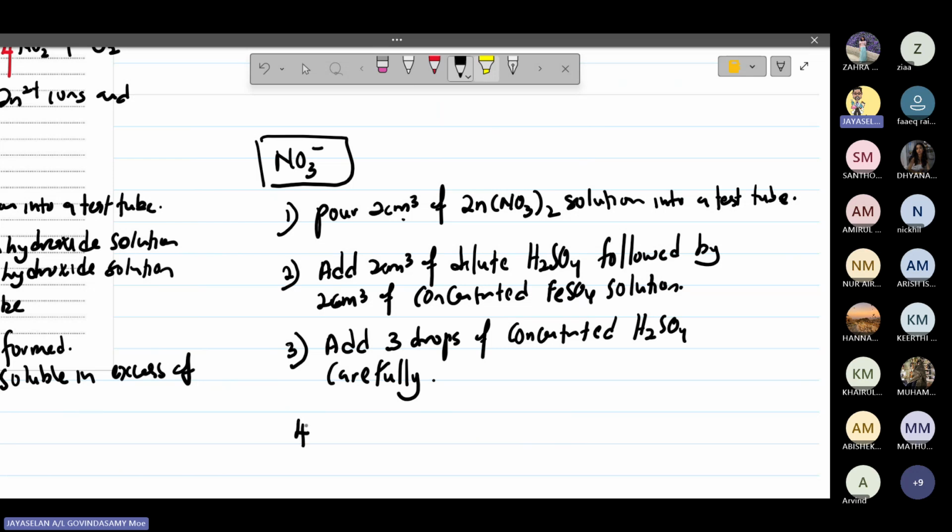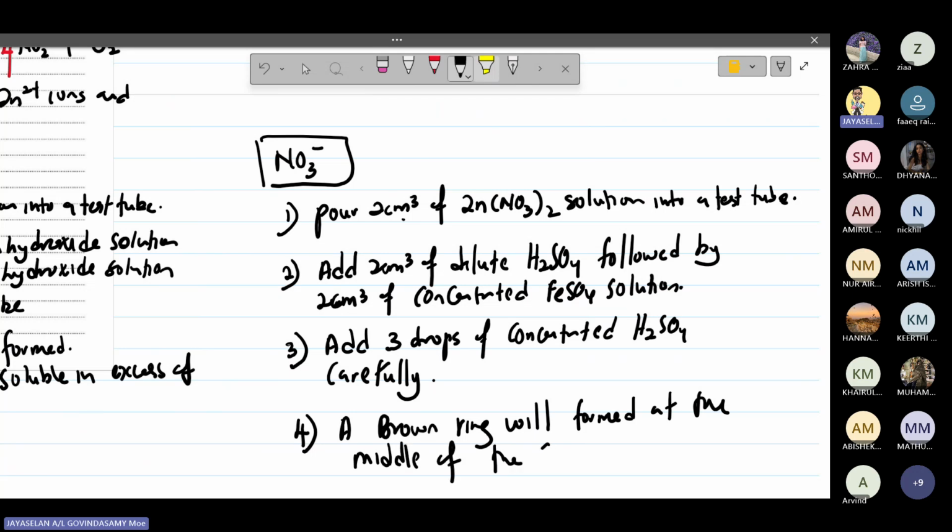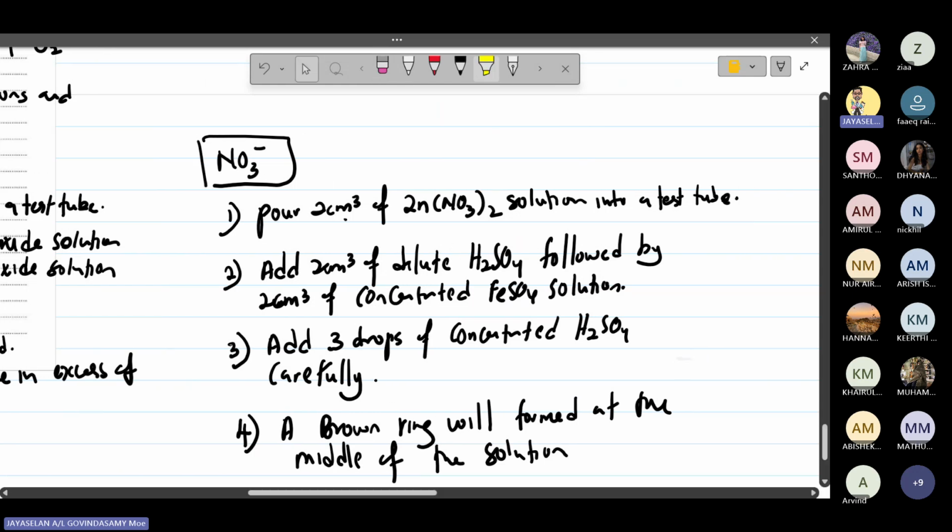Okay, point number 4, a brown ring will form at the middle of the solution. So what will happen if I didn't put the brown ring at the middle of the solution? You letak brown ring will form, sudah dapat markah. Then why you put answer? I want perfect answer. I want my students to answer perfect marks. Okay, kan?